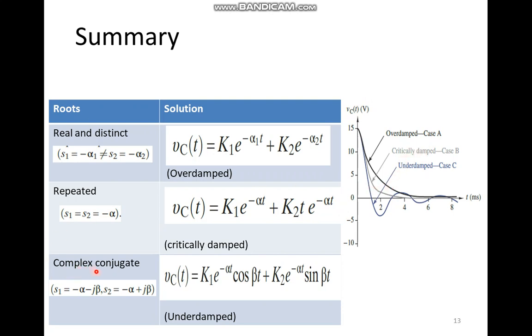In case the roots of the characteristic equation are found to be complex conjugate, then the response of the system will be k1 e raised to the power real part of root times t cosine of imaginary part of complex conjugate roots times t plus k2 e raised to the power real part of complex conjugate roots times t multiplied by sine of imaginary part of roots times t, and such a system is called an underdamped system and will be represented by a graph like this.